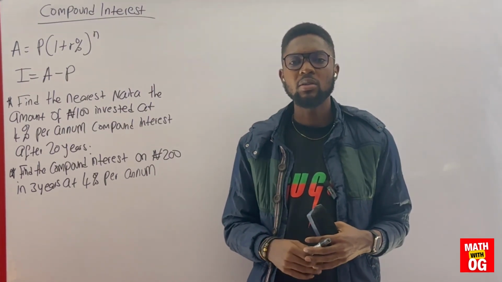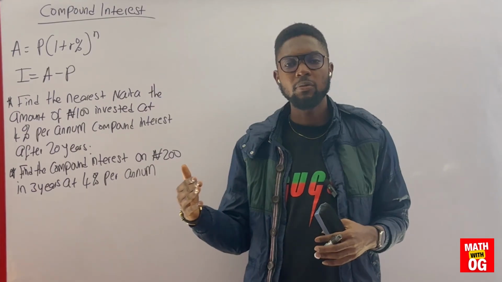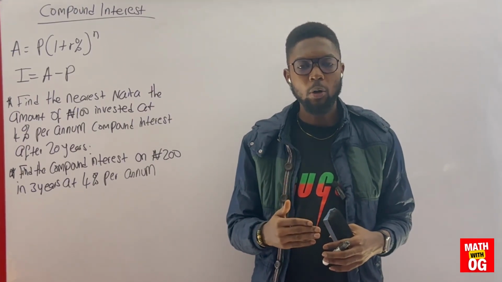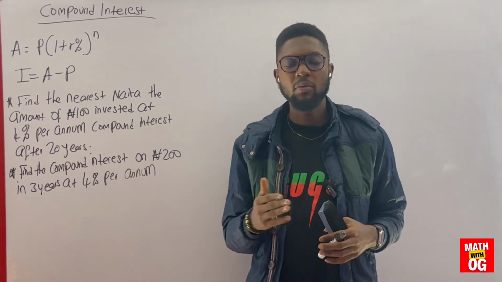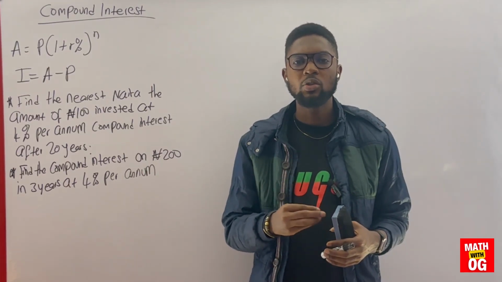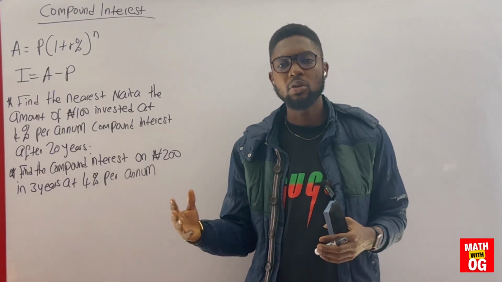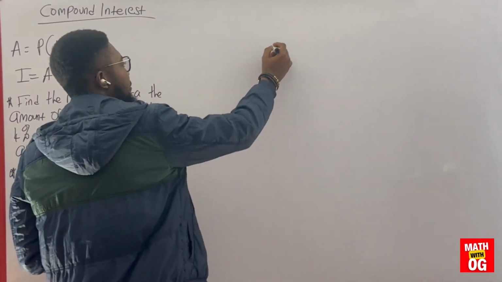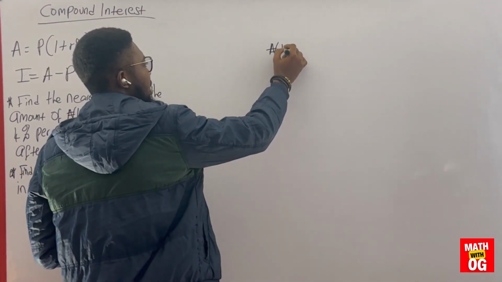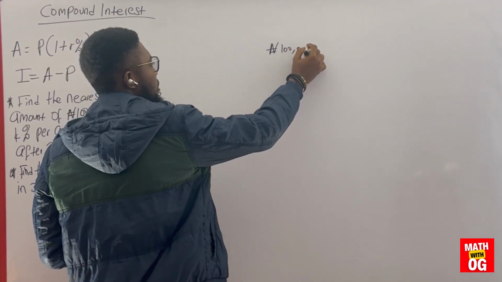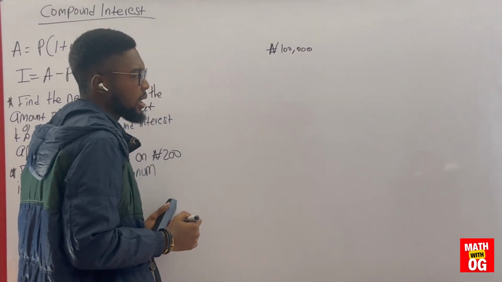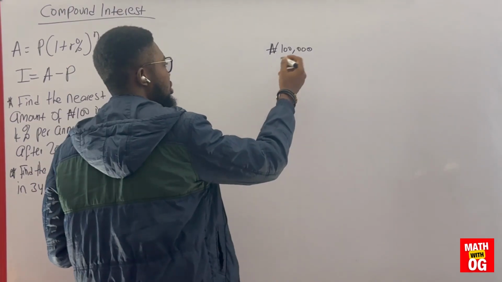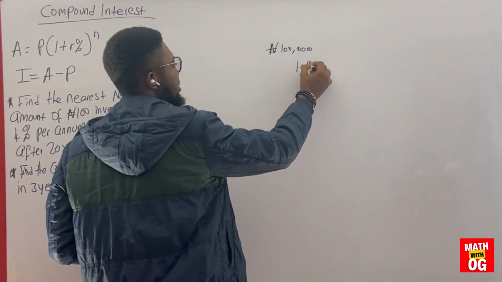However, in compound interest, after getting the interest for the first year, you add it up to your principal, which will give you the amount. That amount will act as the principal for the new year. So this is what I mean. I have 100,000 in my bank account. This is what I have in my bank account. Then my interest rate is 10%.